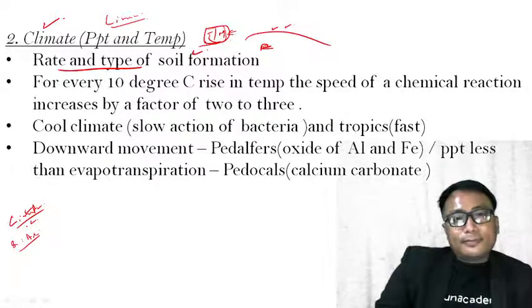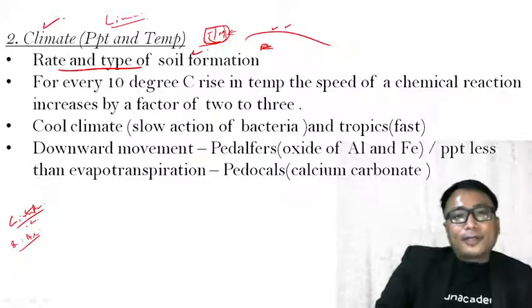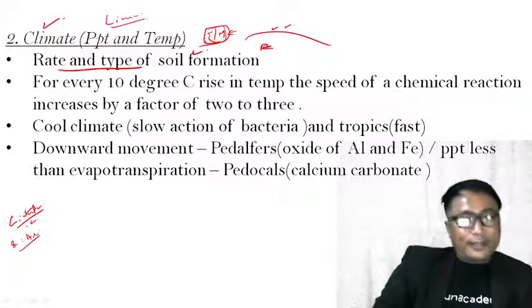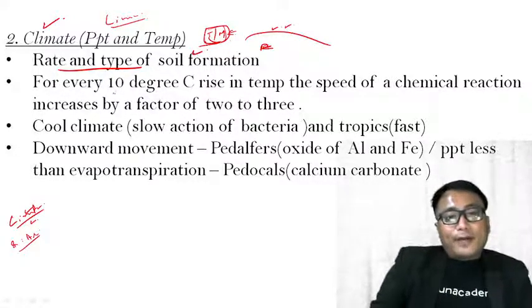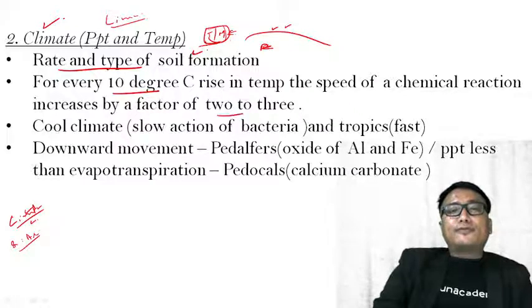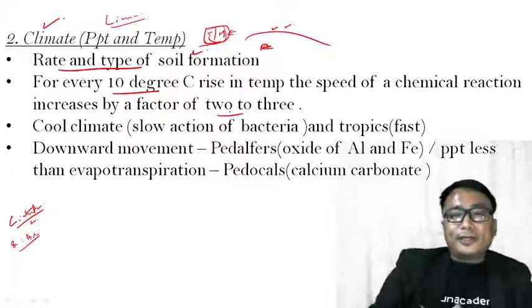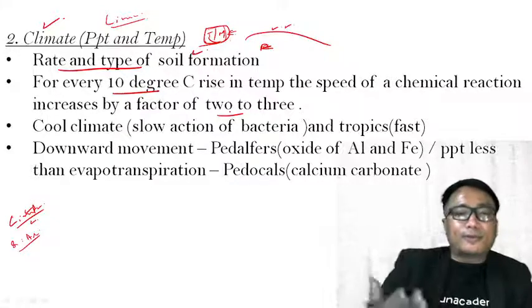Right? And why is the rate of weathering important? Because the soil is formed by the weathering of the parent rock. So depending on the rate of the weathering, the rate of soil formation is also determined. Okay? Now, for every 10 degrees centigrade rise in the temperature, the speed of chemical reaction increases by a factor of 2 to 3. Therefore, in a region where you have higher temperature, the rate of chemical reaction is more.